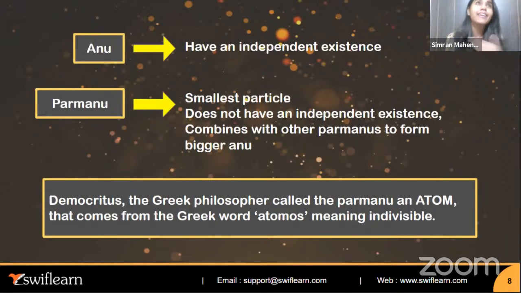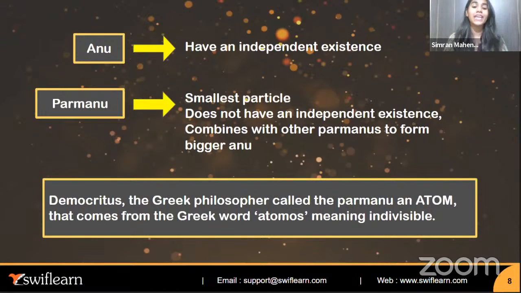Yeah, later came a Greek philosopher called Democritus, who termed parmanu as atom. Now the word atom was derived from the Greek word atomos, meaning indivisible. Indivisible means what? It cannot be further divided. It is so small that it cannot be further divided.